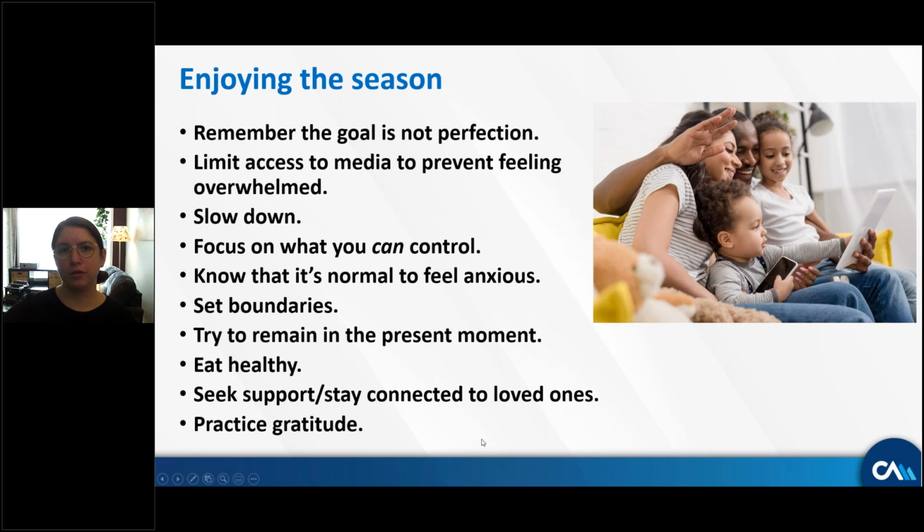So, some final thoughts. A lot of these we already went over, but it's just that final list. Remember that no one's going for perfection. This is a crazy year, holidays included in that. Everyone's doing the best they can. This is not going to look the same as it probably did for your holidays in the past, whatever those looked like for you.